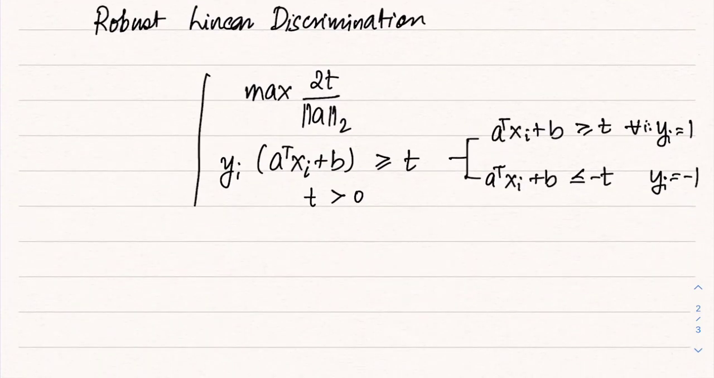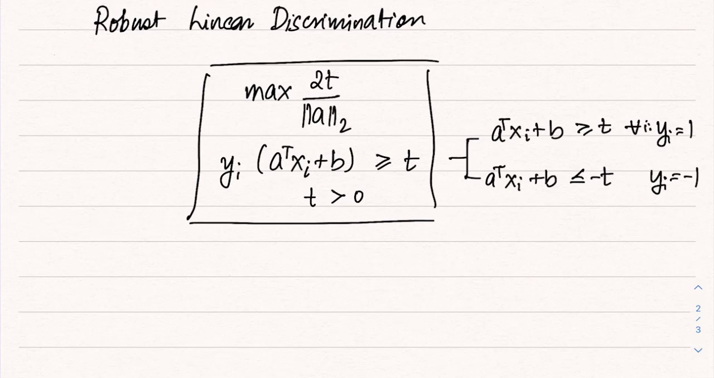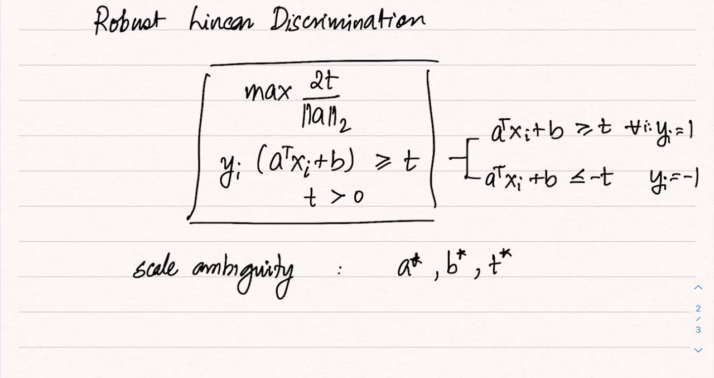So this is our robust linear discrimination problem, but this is not in the final form because there is a scale ambiguity in this problem. So what is the scale ambiguity? Let's say that there are solutions A star, B star and T star. Note that the optimization variables are A, B and T. So let's say that you have a solution which is A star, B star, T star.